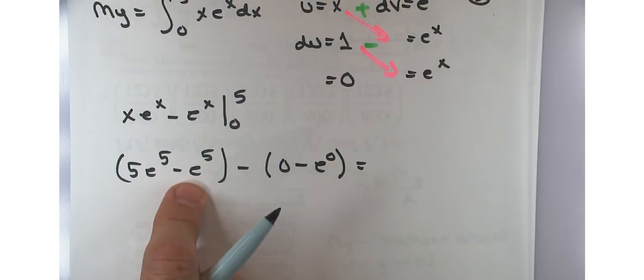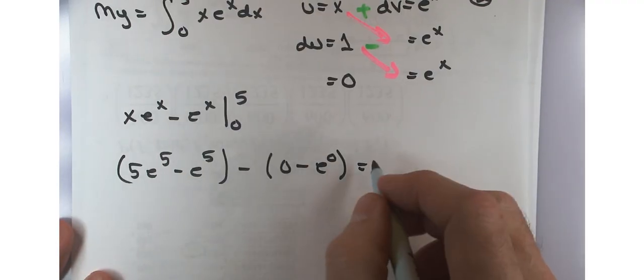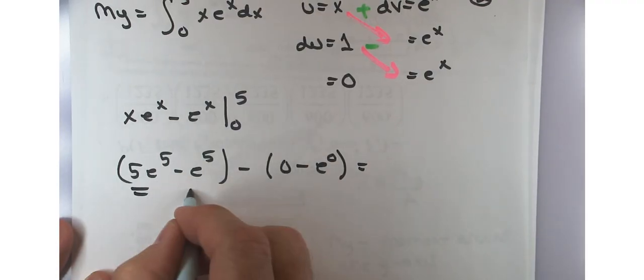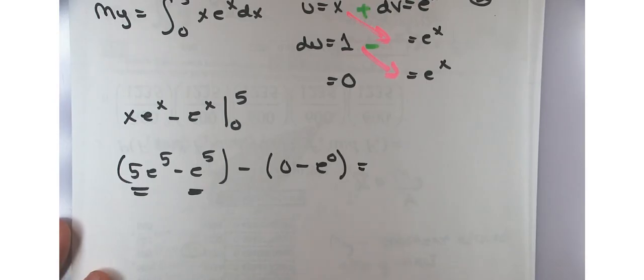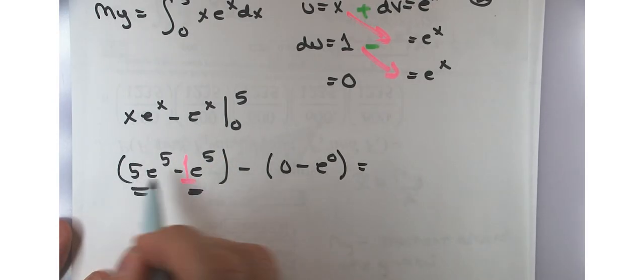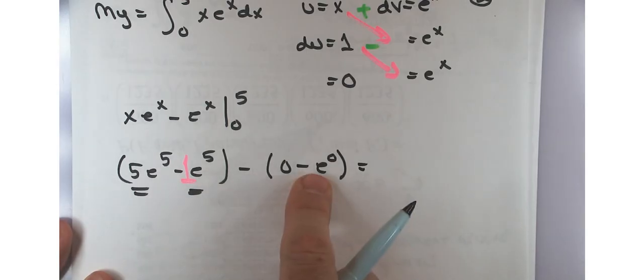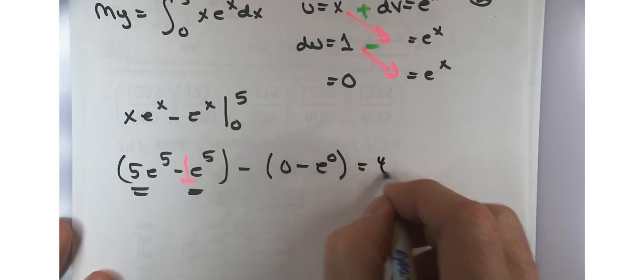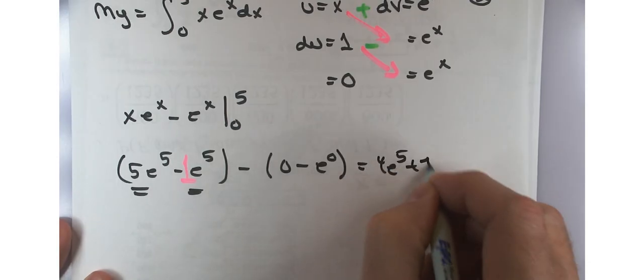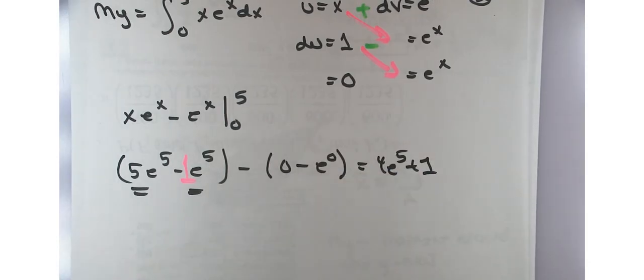Oh, well, that could be 4 e to the 5th, right? Because you've got like terms here. Let's assume that this is a 1. 5 minus 1 gives me 4 e to the 5th minus negative 1 would be 4 e to the 5th plus 1. Okay.